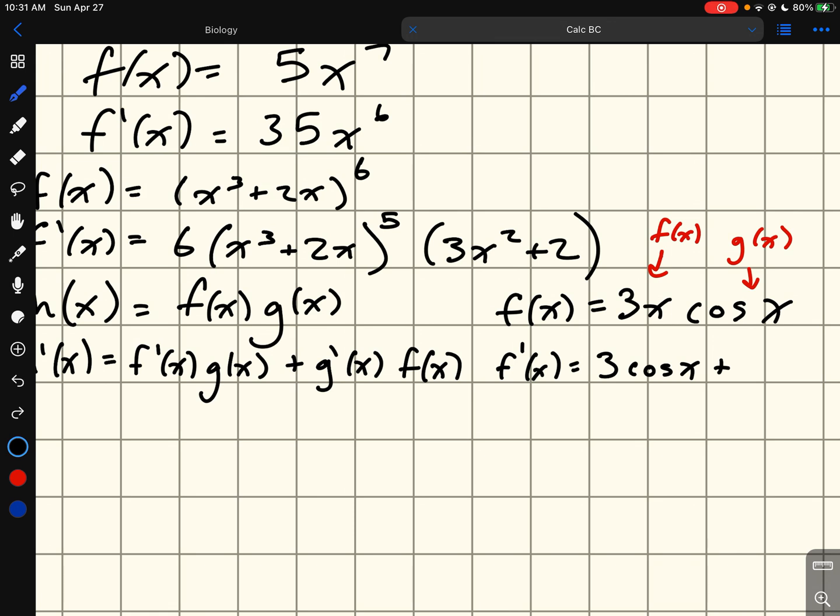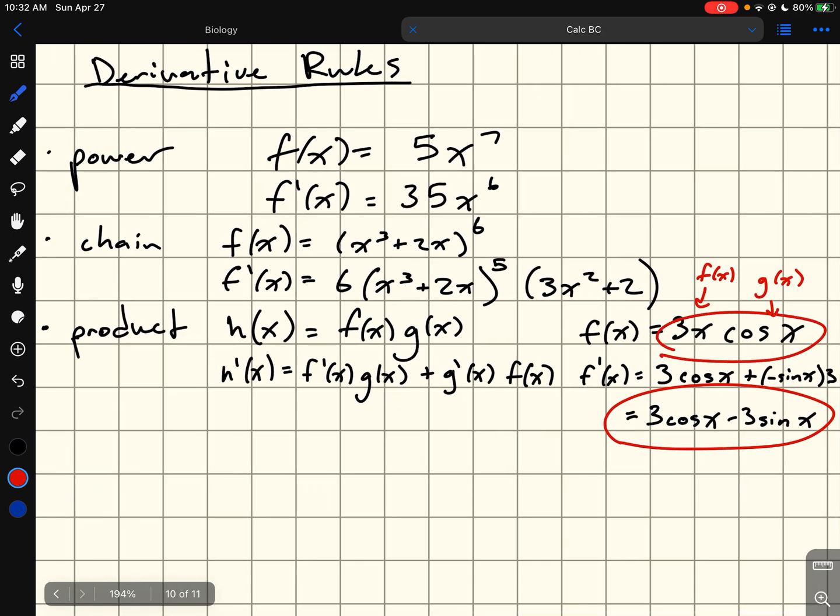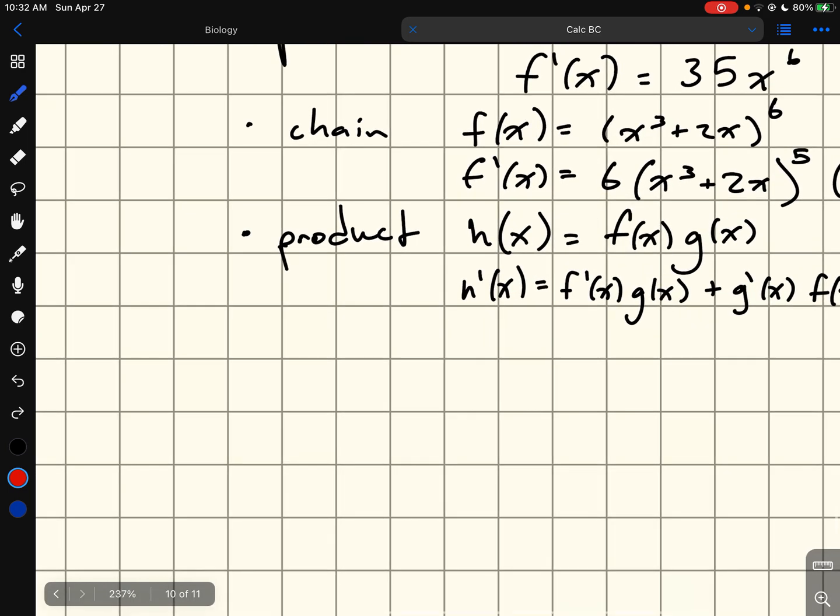Take the derivative of g, which is negative sine, and then you just leave f alone. Okay, squeeze it in right there. So now if I wanted to clean this up, normally you put the constant in the front, and it's a negative, so I'm going to write minus 3 sine x. So this would be your derivative of this. Okay, I'll leave that there.